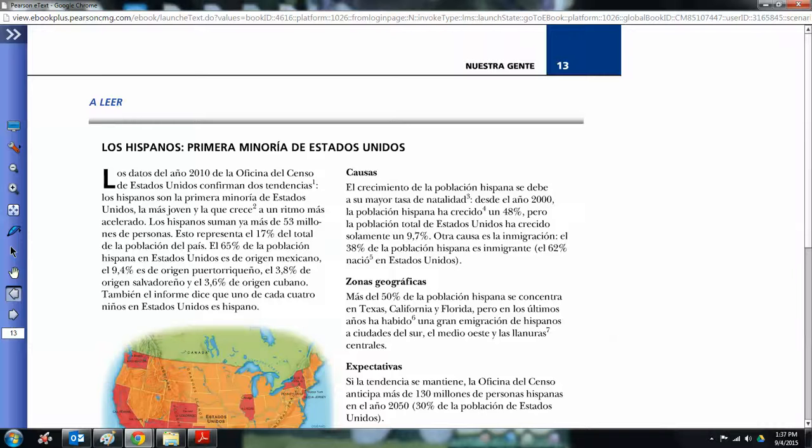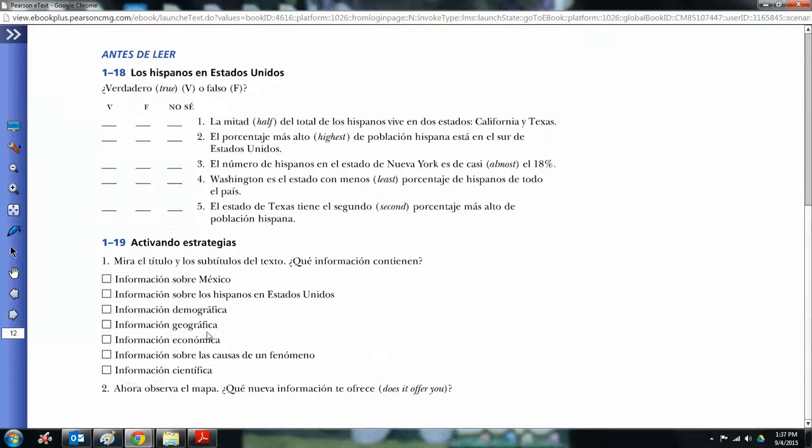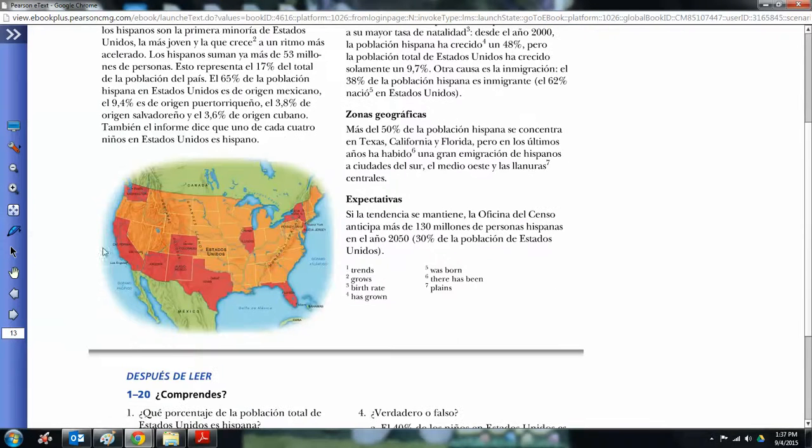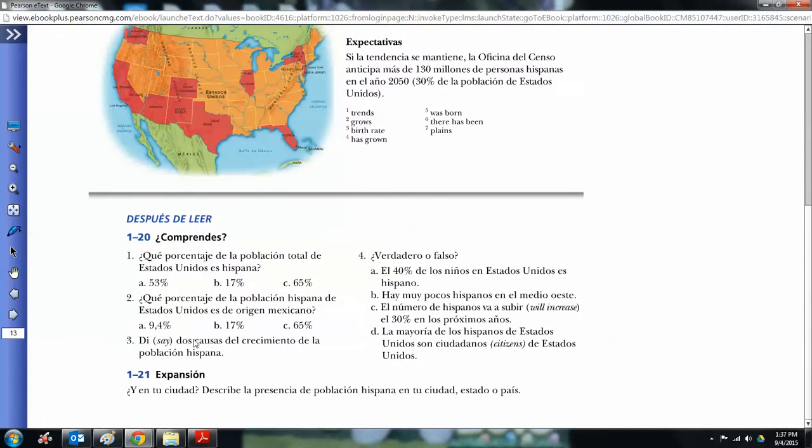And also, we already did this, but right here it tells you, ahora observa el mapa, ¿qué nueva información te ofrece? Like, what information does the map tell you? And we already talked about how the map is of the United States, and it's got places blocked out in red, and by looking at which states those are, that's more than likely where you see a high population of Hispanics.